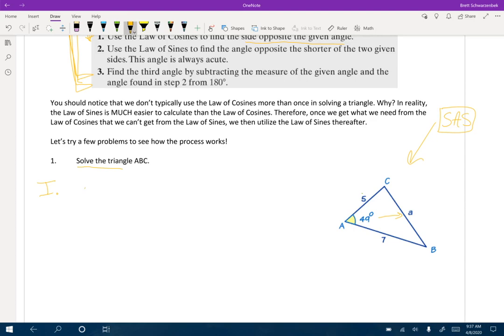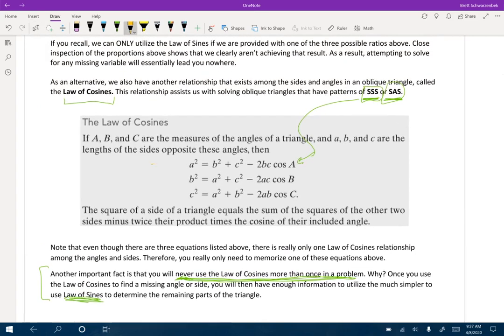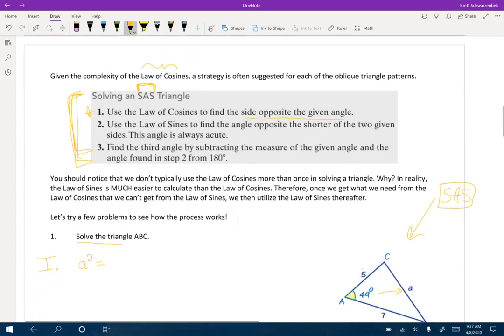So that means we're going to start with a squared on the left. So if we go back to the formulas, technically we're going to be using this one, but I'm going to try to get you away from that in the second problem. But for now, we're going to concentrate on that. So what does that look like?